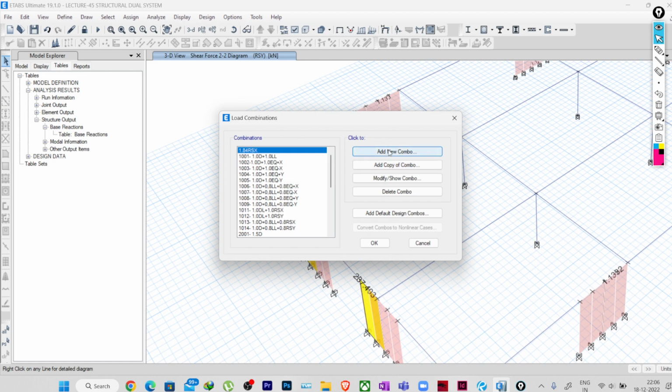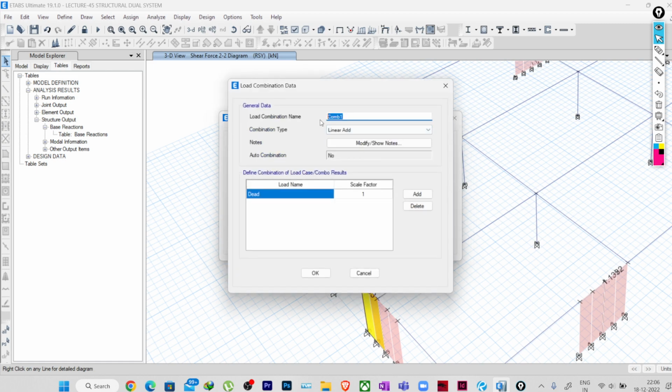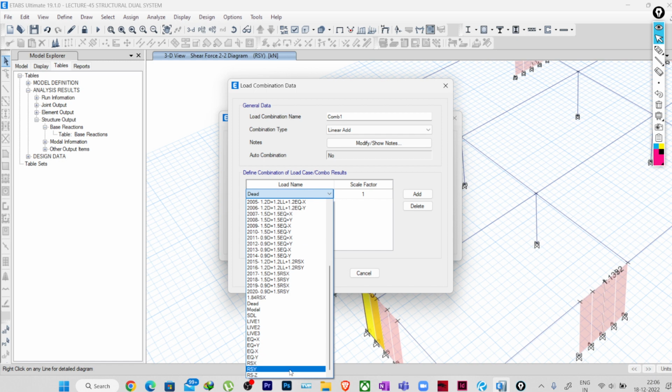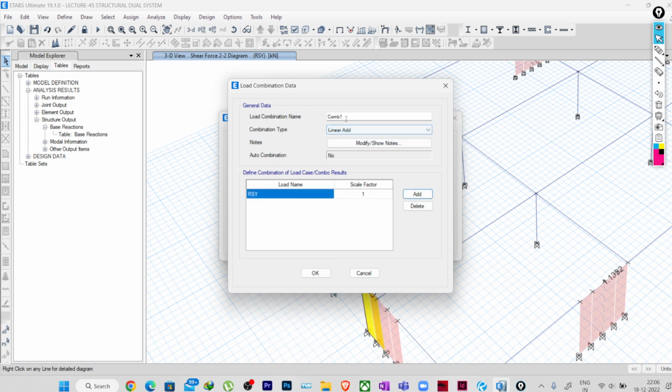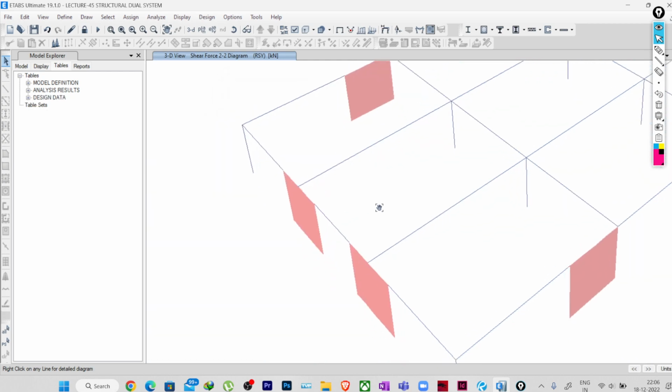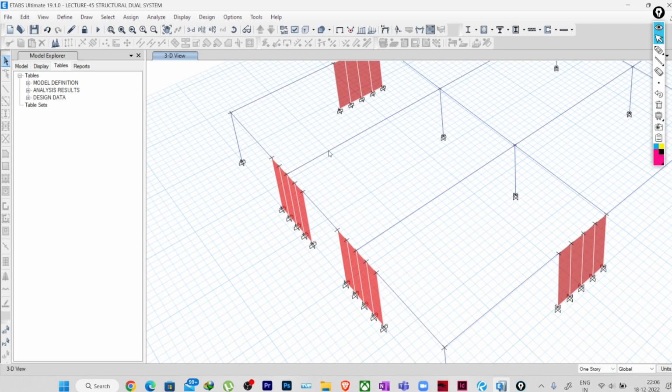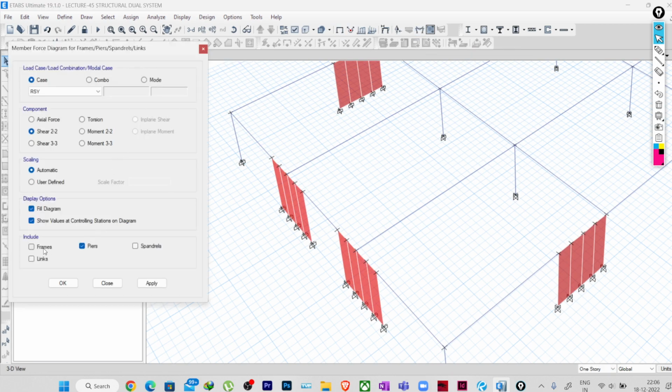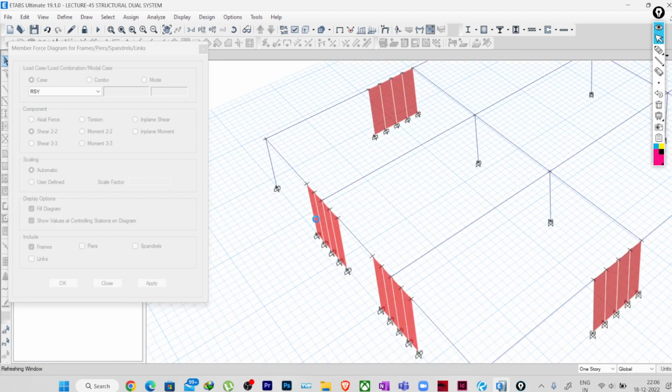And add new combo, that will be RSY, response spectrum along y direction, and it will be 2.1 RSY, and I will change it to 2.1. Okay, close. Now similarly let us see the forces again. I will go to display, frame, pier, spandrel, link forces. I'll check for the frames only, for the columns only.